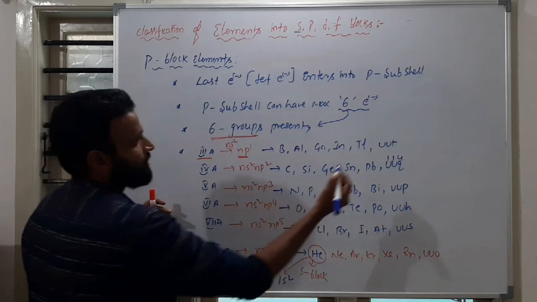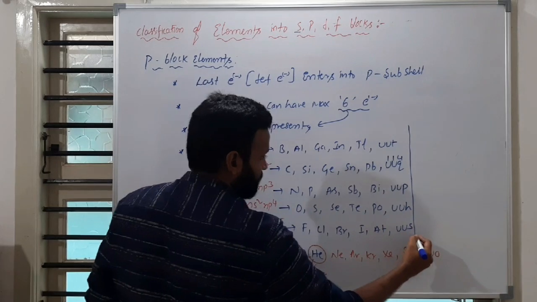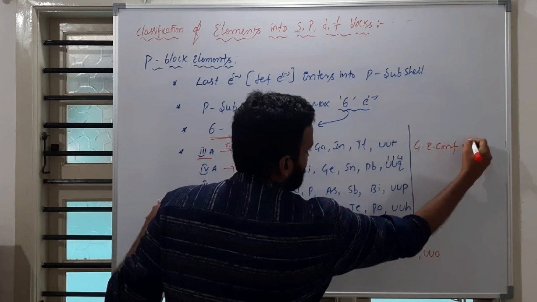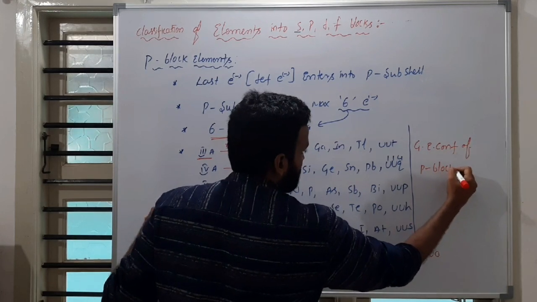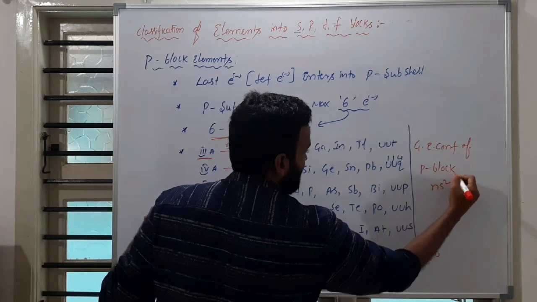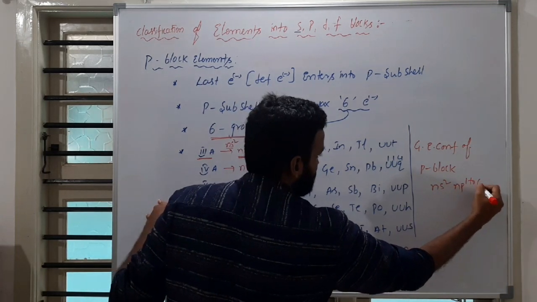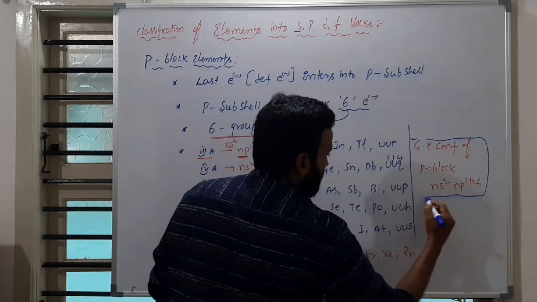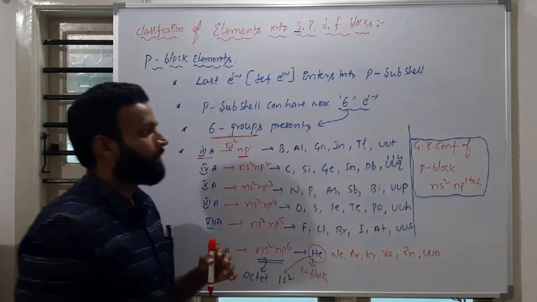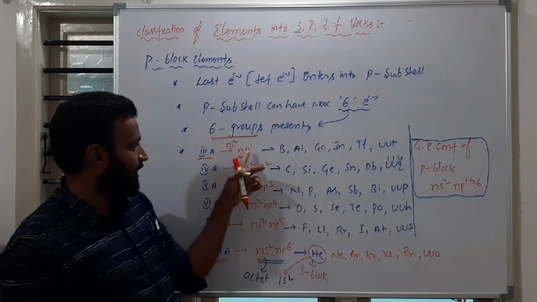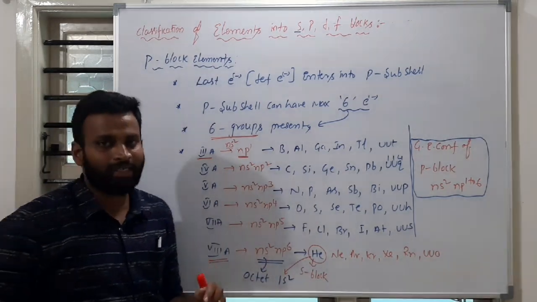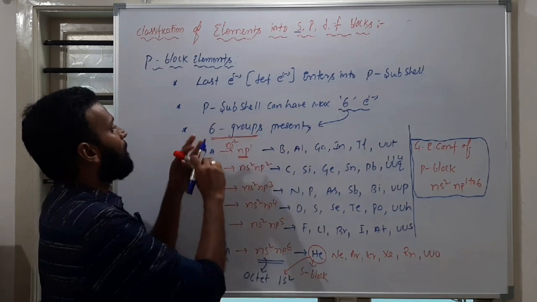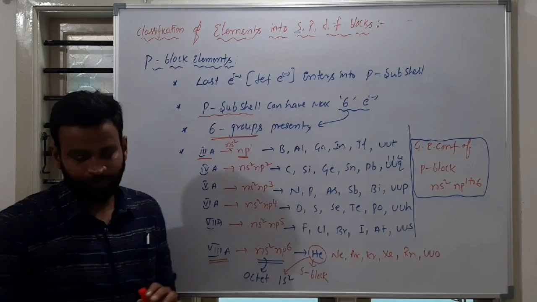So what is the general electronic configuration now? What is the general electronic configuration of P block? Means simple is NS2 NP1 to 6, you can say. This is the general electronic configuration of P block. Why NS2 NP1 to 6? Why, you can understand? Starts with 1, ends with 6. Because P subshell can have maximum 6 electrons.